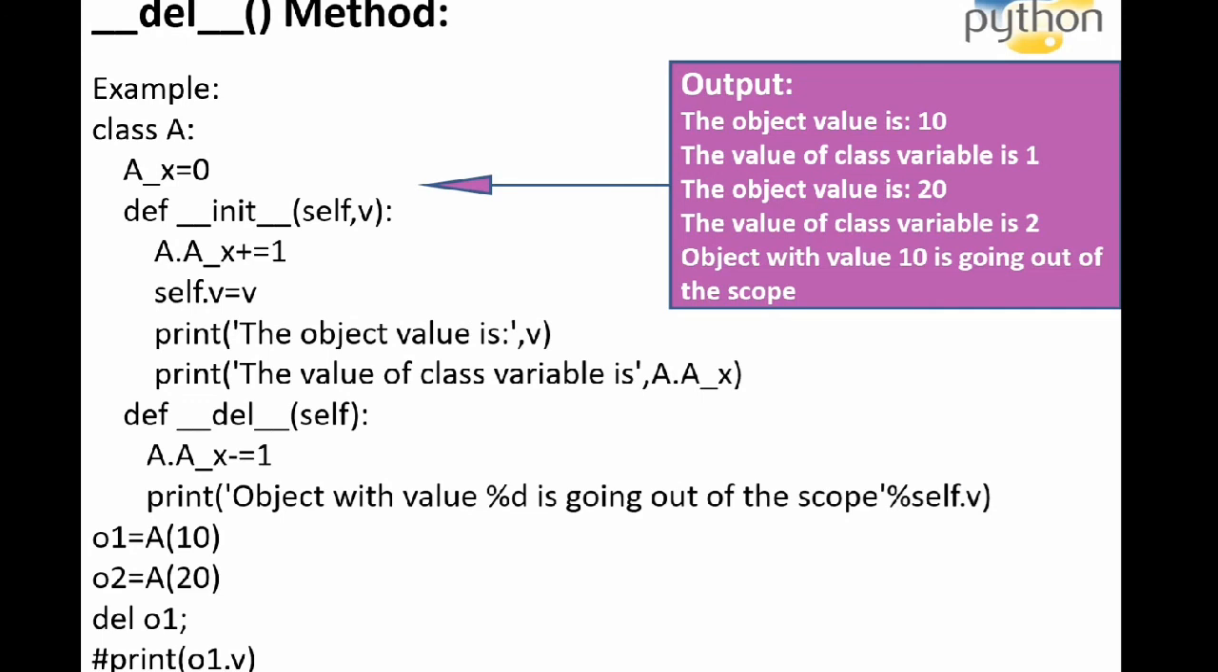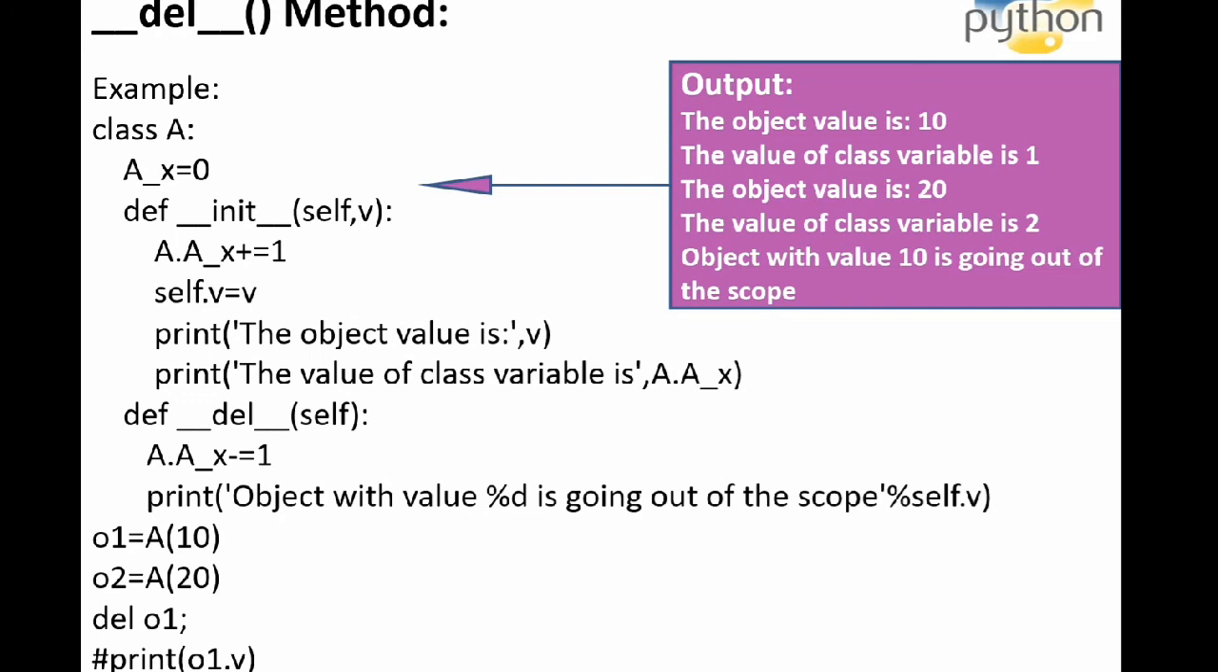And we are saying object with value %d is going out of scope, and we are printing the value of v. So we said self.v. So object with value 10 is going out of scope. And once it is deleted, if you try to print o1.v, by removing this comment, it will show an error saying that the name of the object is not there. So you'll be getting a name error. So this is regarding the del method. Is it clear?